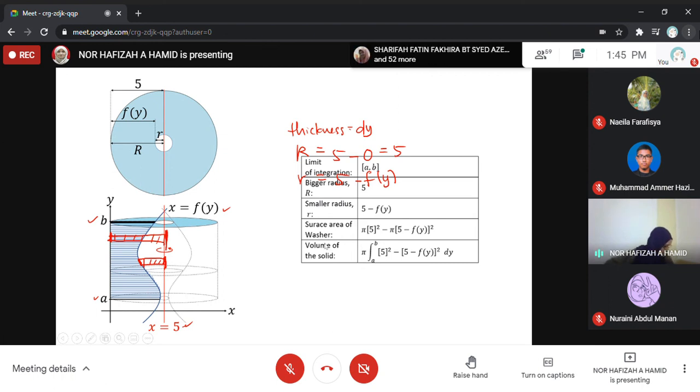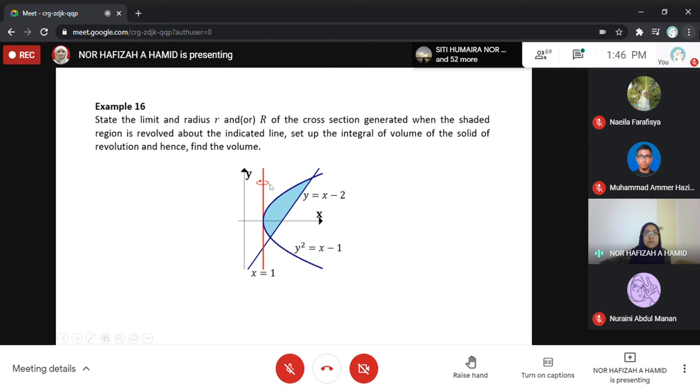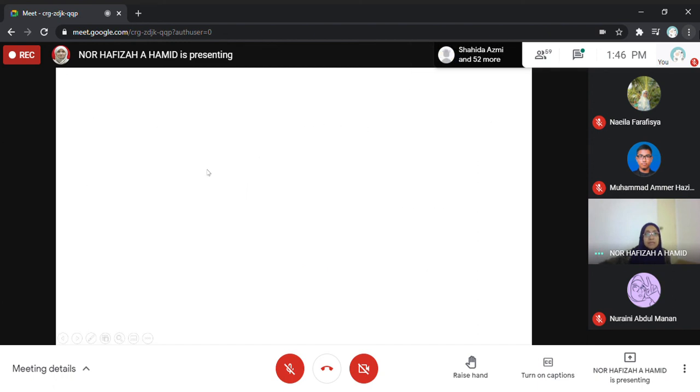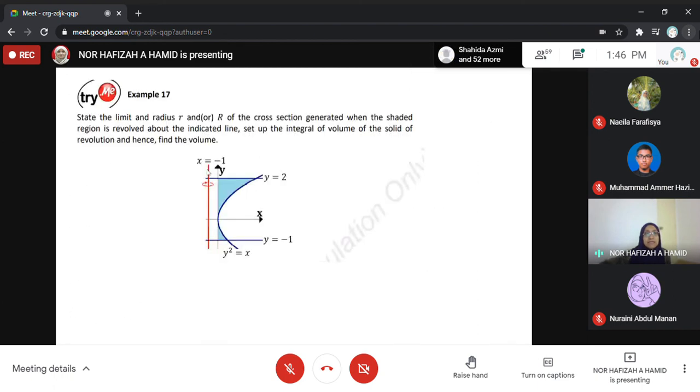Okay, next saya nak masuk yang example 17. Example 16 ni you boleh refer yang ikut the video. So example 17 ini, kita determine the radius when the shaded region is revolve about the x equal to -1. Kat sini kita ada gap between shaded region and axis of revolution. So kita akan solve using Washer method. Washer method, first you determine the thickness.